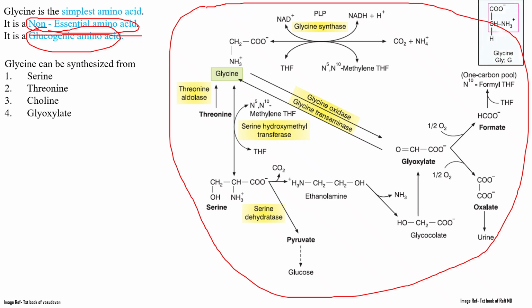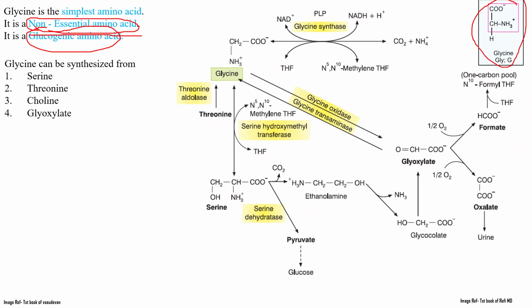You can see here the basic structure of glycine. If you see the structure of glycine, we have one carboxyl group, one CH2 group, and one ammonia group. So it means that we can also synthesize glycine from raw materials. I mean, if we give the raw materials, glycine can be synthesized.